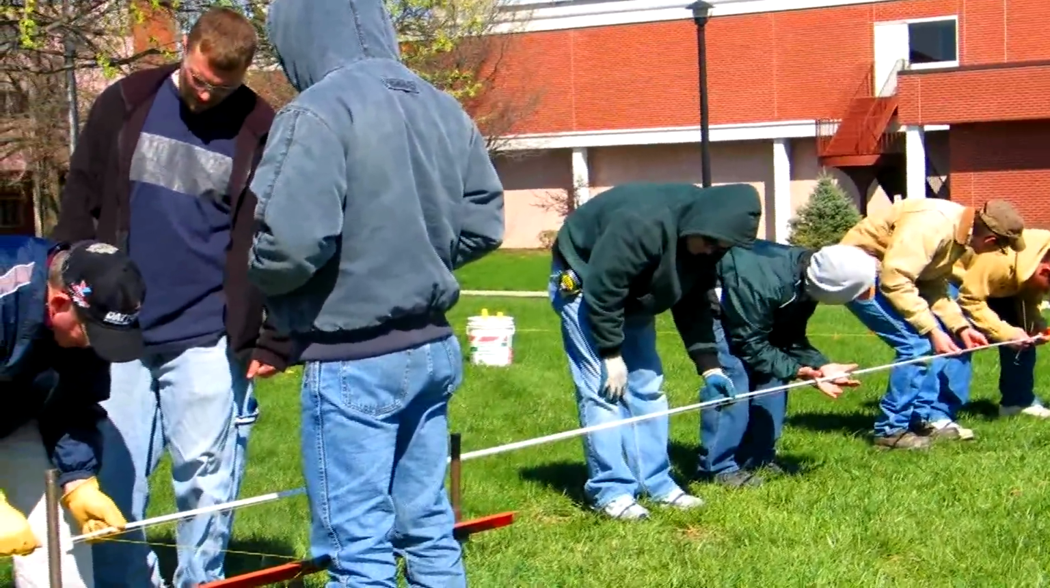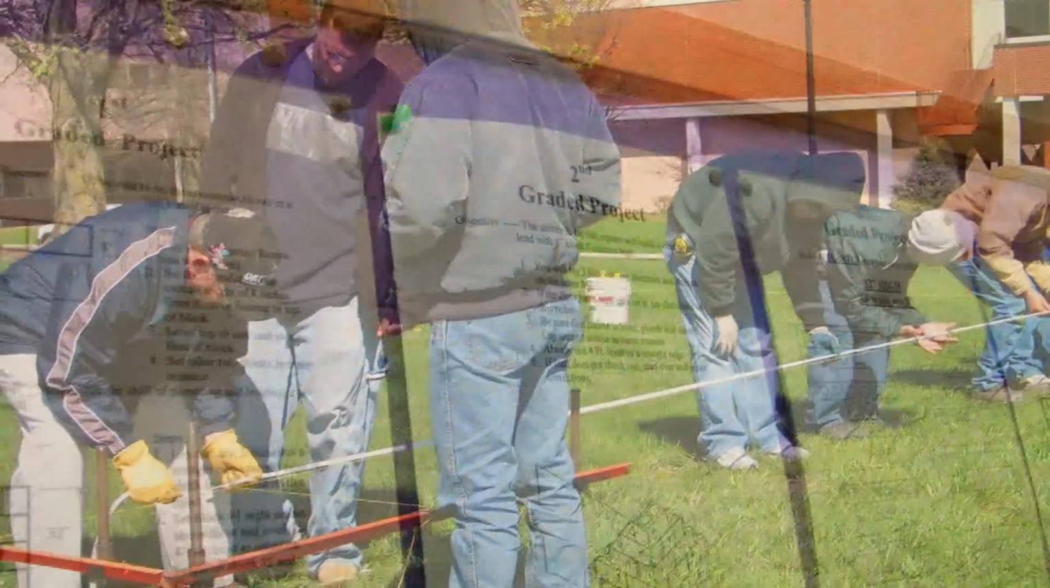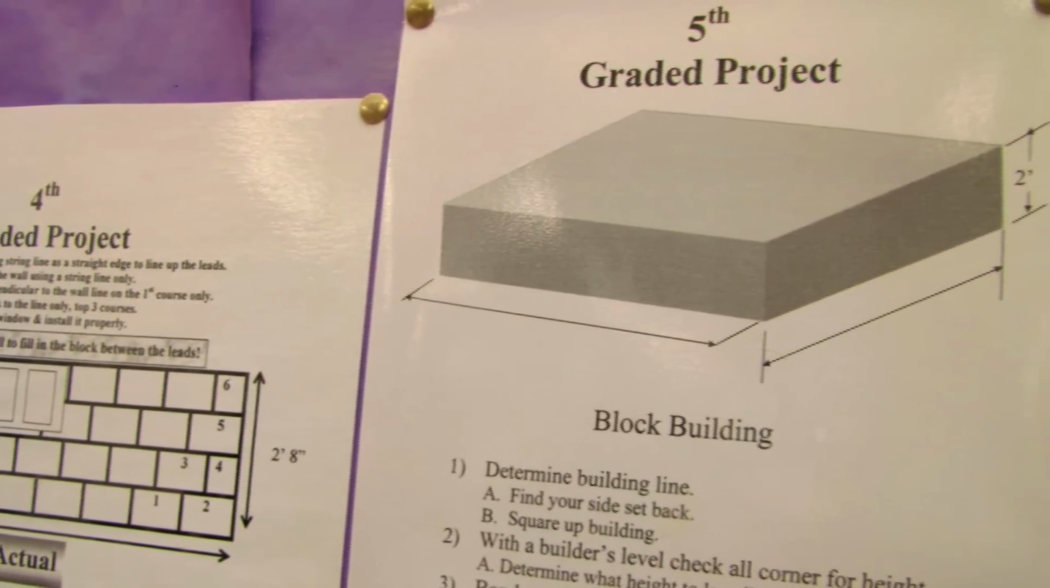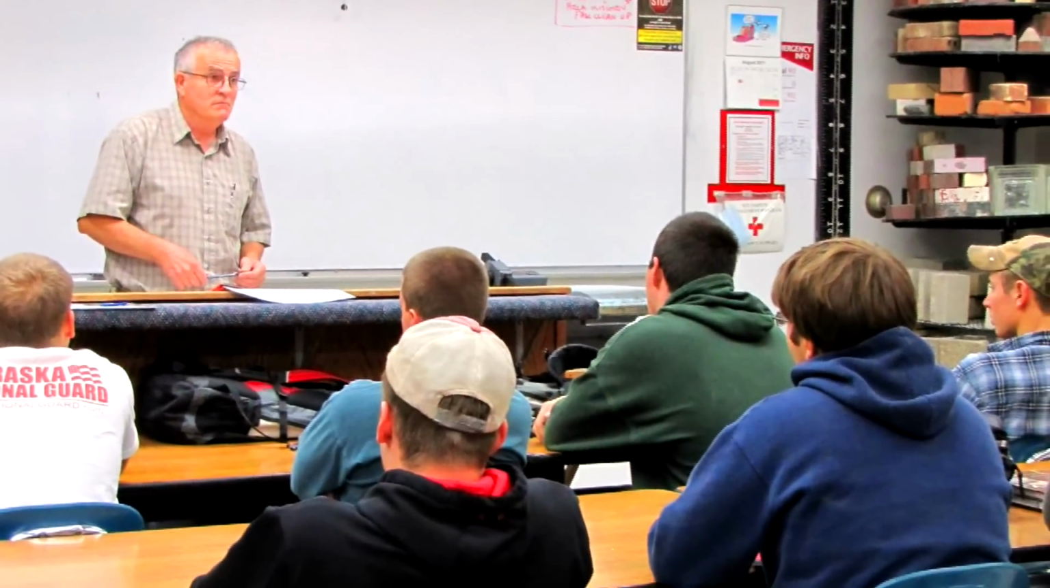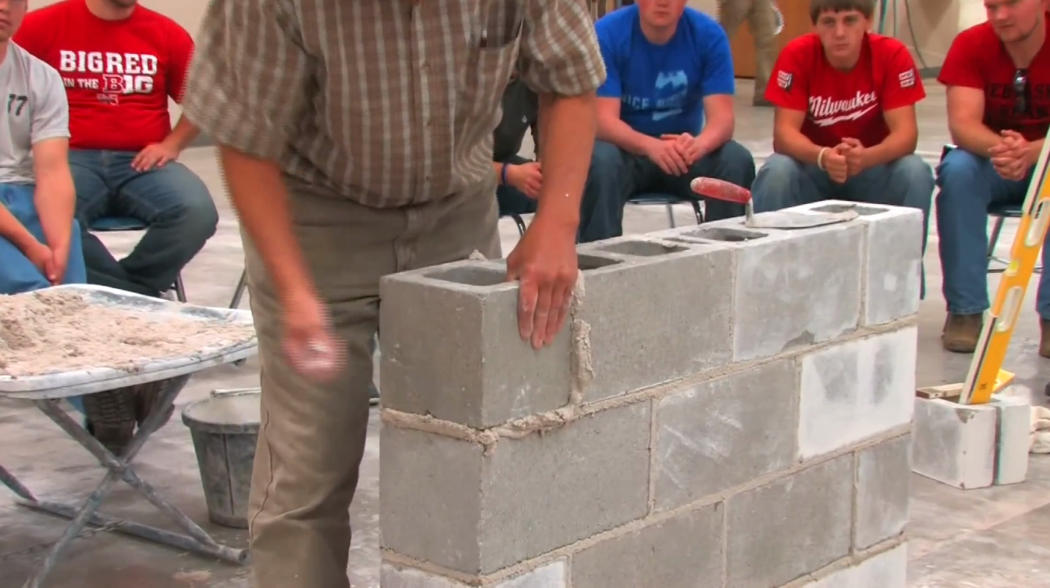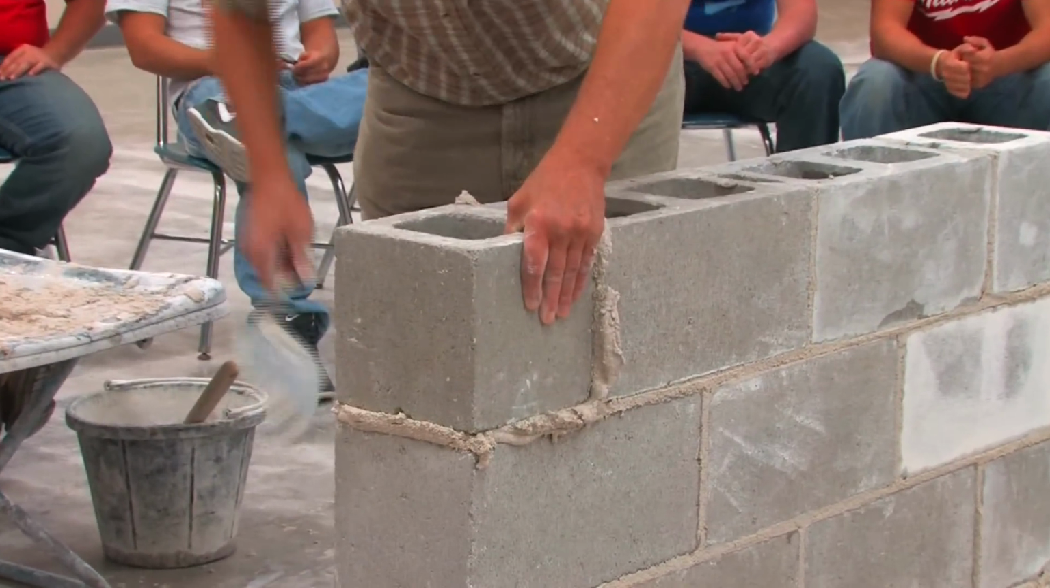The projects completed in the lab consist of 5 block projects and 6 brick projects. Theory and the instructions for these projects are given in the classroom, and then a demonstration is made in the lab. Students are required to complete all of the projects by the end of the first quarter.